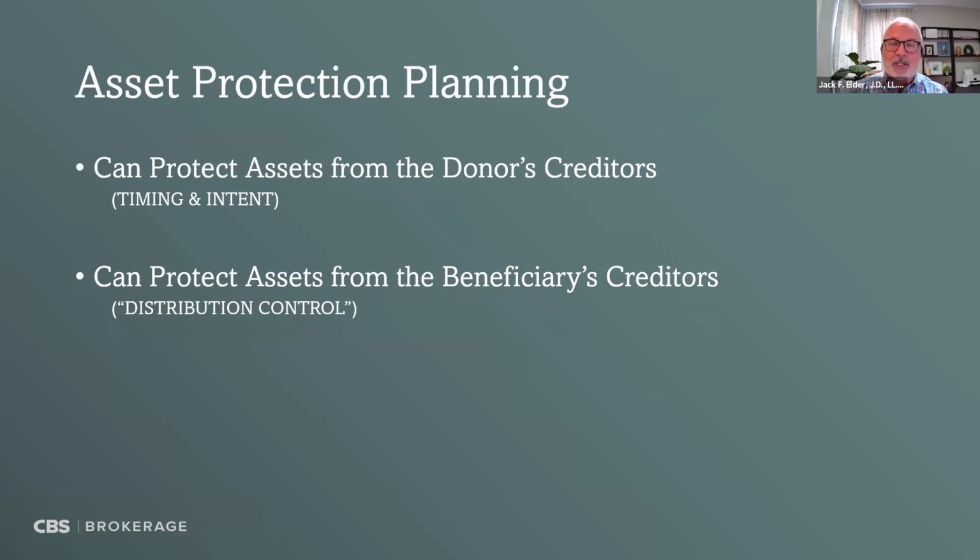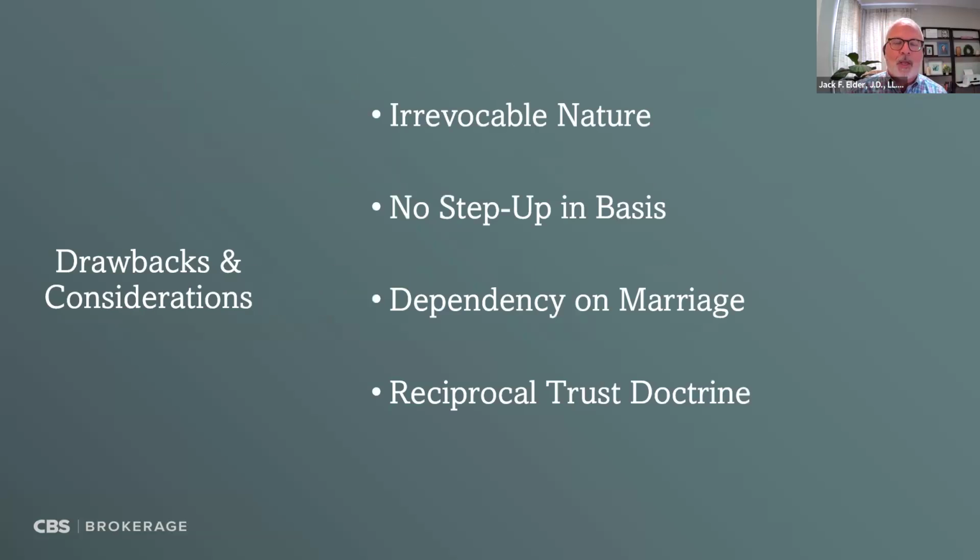So that's one protection. The second protection is, let's say I'm the spouse who's the beneficiary, and I get sued. If we're using a third-party trustee, subject to an ascertainable standard, that trustee has distribution control. So they could choose not to make distributions to me, which provides creditor protection. So there's two different types of planning for each spouse. But it doesn't mean that there's no drawbacks and considerations.